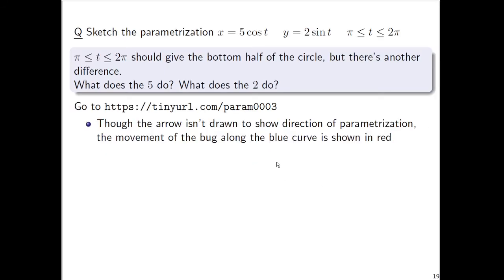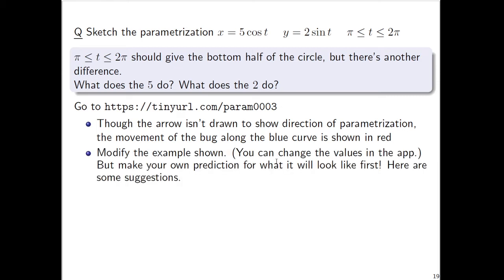Again here, the arrow in the app that I made doesn't show. I just don't know how to do that, but at least you can see the movement because of that point that's shown in red.